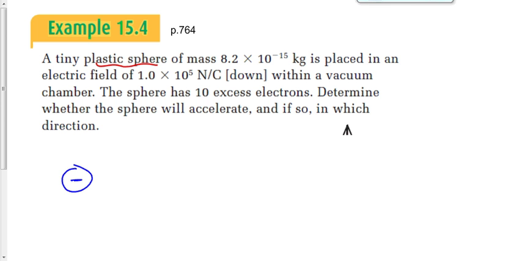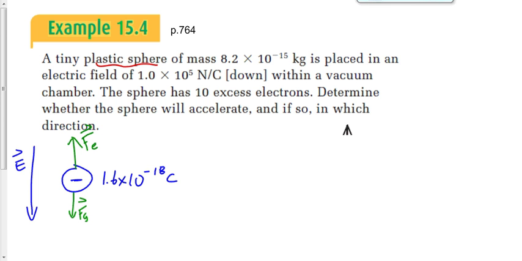Here's my negative particle. How do I know it's negative? Yep, good. I have 10 excess electrons, 1.6 times 10 to the negative 18 coulombs. We get an electric field that's downward. We have a force of gravity that's downwards. And we have an electric force that's upwards. It's not always upwards. How did I know in this case that the electric force is upward?